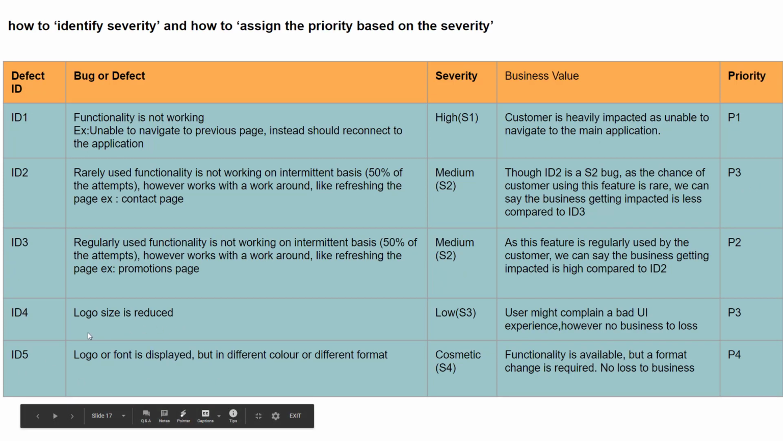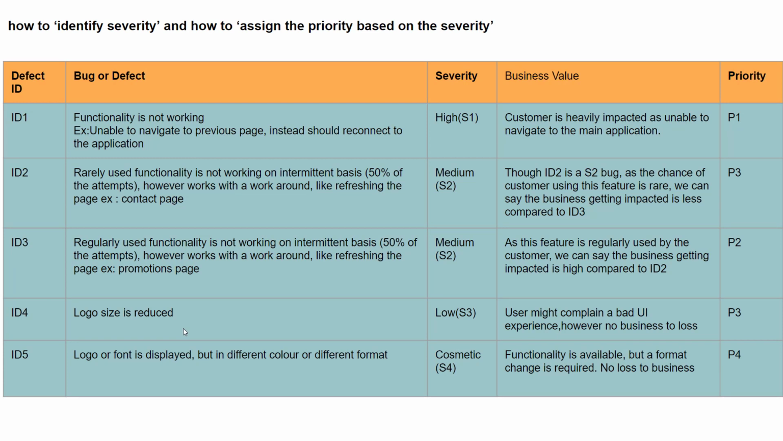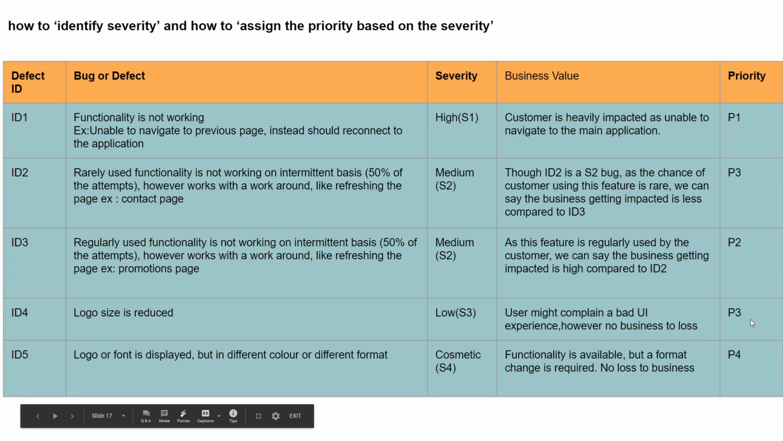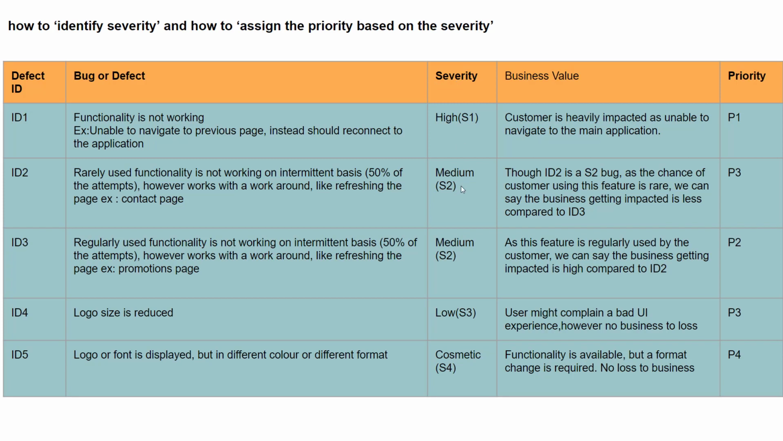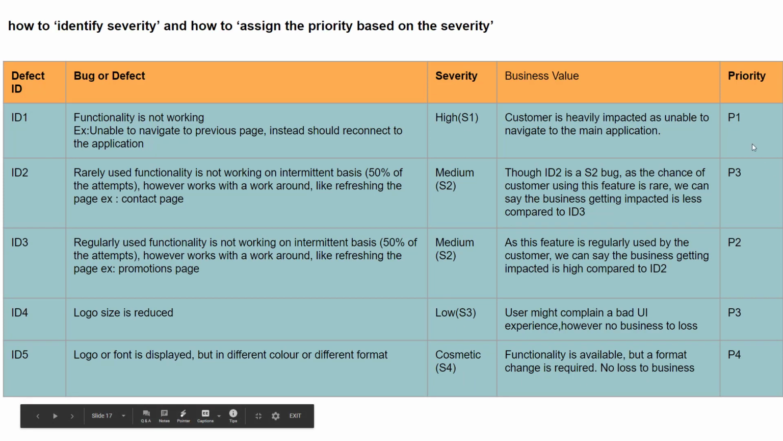Okay, and let's say the rest of the other two defects which we looked into, like let's say the logo or the font is not displayed properly. Maybe it is displayed but maybe in a different color or a different format, or maybe the logo size is reduced. So all those we can consider as low priority and low severity issues, or might also be considered as cosmetic issues. In some companies they can also classify as high severity, critical severity, medium severity, low, lowest, and they can also say S1, S2, S3, S4 and until S6 also. Some companies I have seen will be classifying into S1 to S6 and P1 to P6.